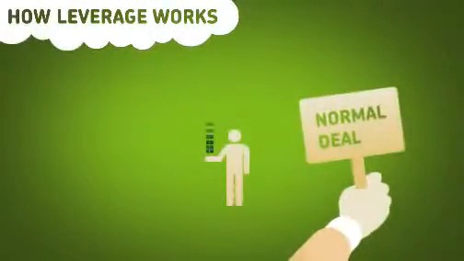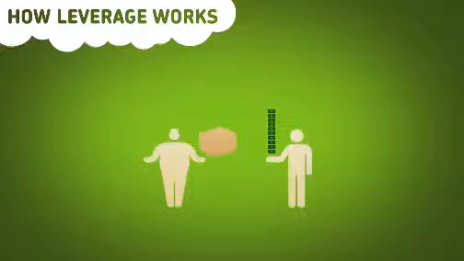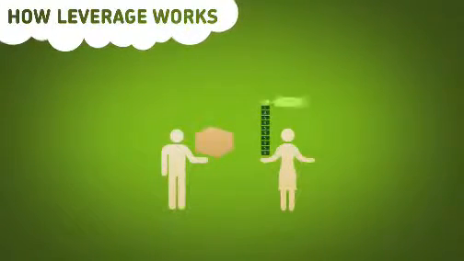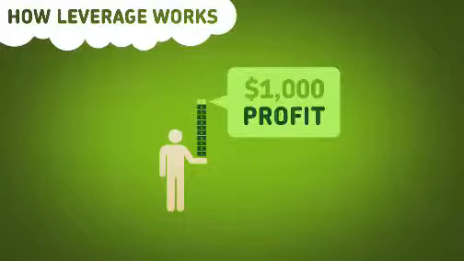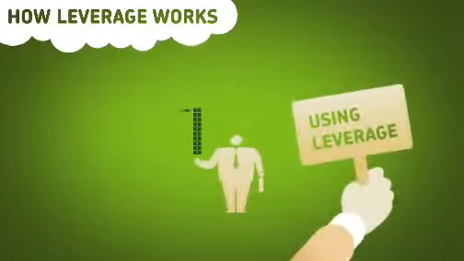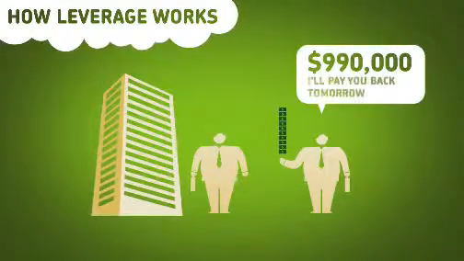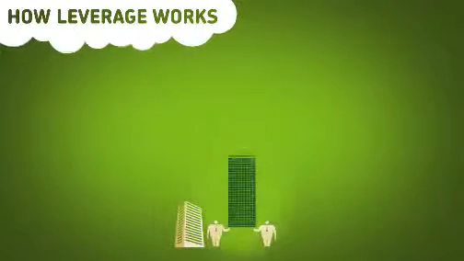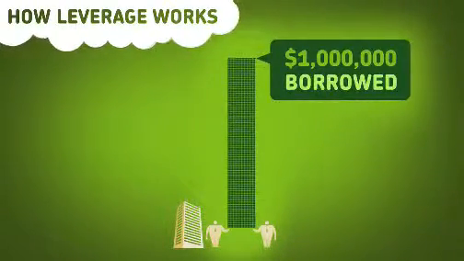Here's how it works. In a normal deal, someone with $10,000 buys a box for $10,000. He then sells it to someone else for $11,000, for a $1,000 profit, a good deal. But using leverage, someone with $10,000 would go borrow $990,000 more dollars, giving him $1 million in hand.